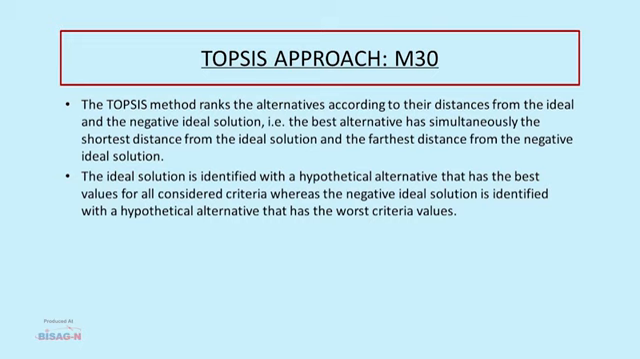Now once we have applied the Taguchi method and found out the optimum values and the most influencing factors of these parameters, we come to the Topsis approach for M30 of conventional concrete. In this, according to the alternatives' distance from the ideal solution and the negative solution, we find out the best alternative. The ideal solution is identified with a hypothetical alternative that has the best value for all considered criteria, whereas the negative solution is identified with a hypothetical alternative that has the worst criteria values.